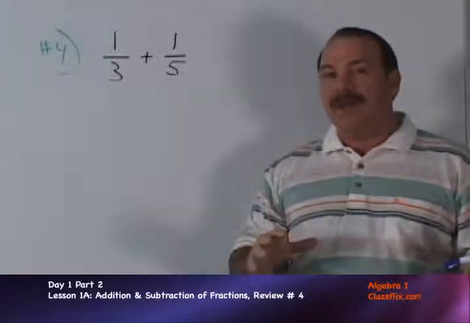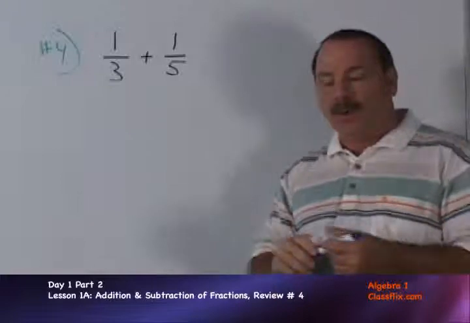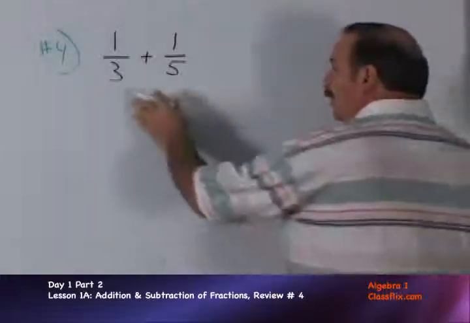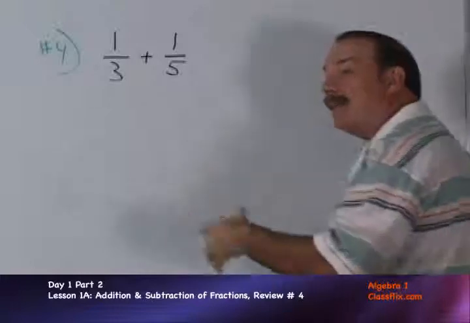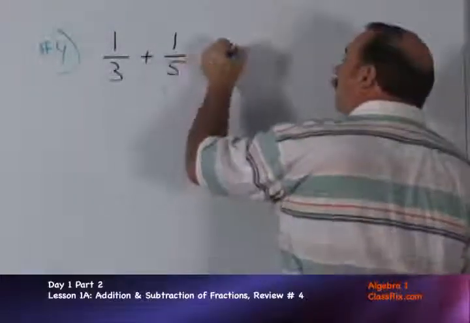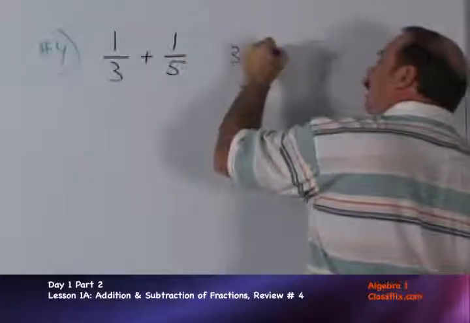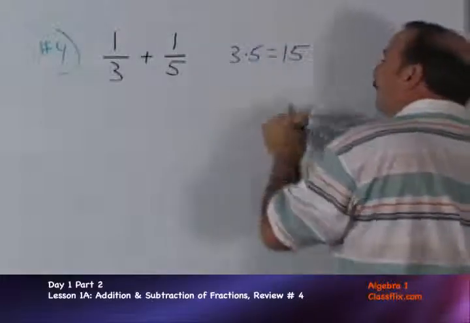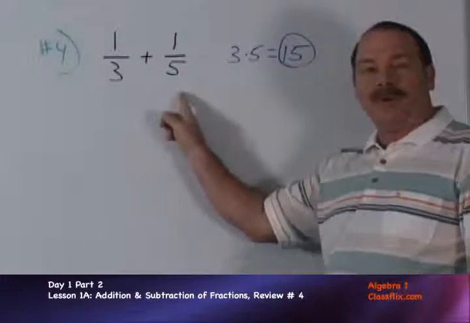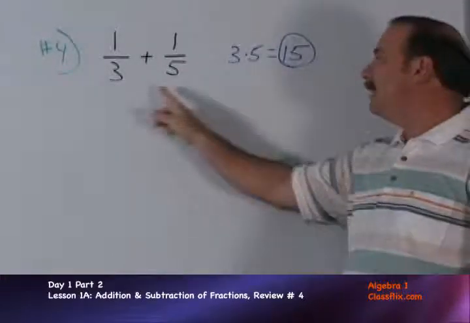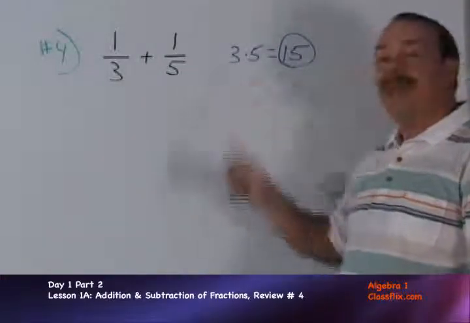Again, the easiest way to find a common denominator at this point in time, when I'm dealing with fairly small numbers, is simply to multiply these two denominators together to find out what that number would be. So 3 times 5 would give me a 15. 15 is a number that I can use as a denominator for both of those, because 15 is a multiple of both 3 and 5.